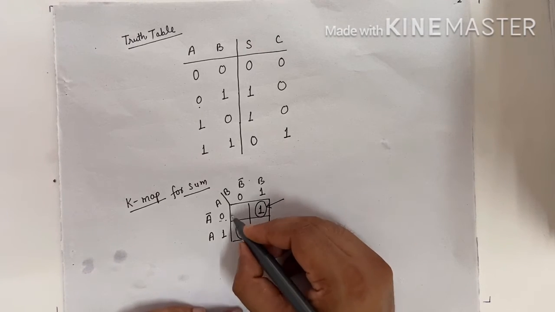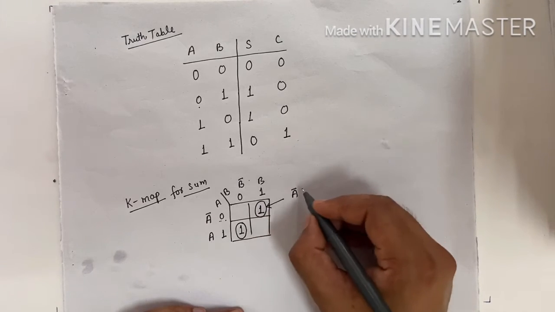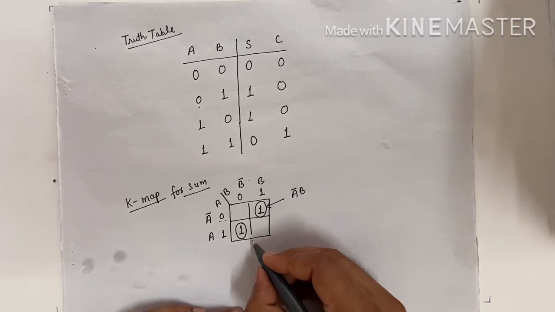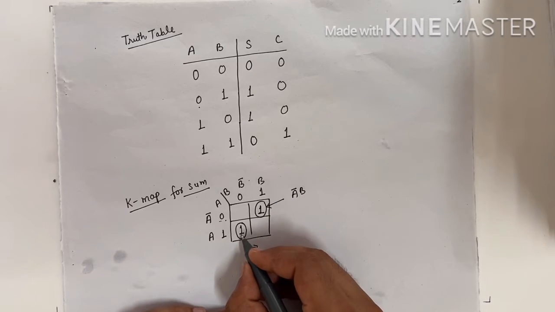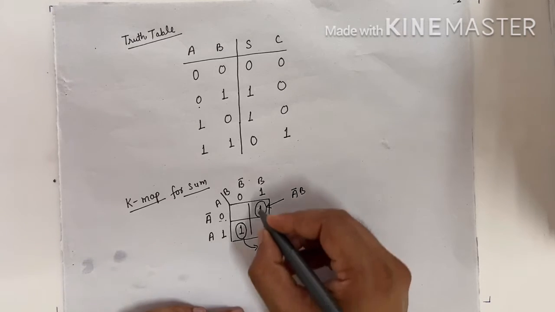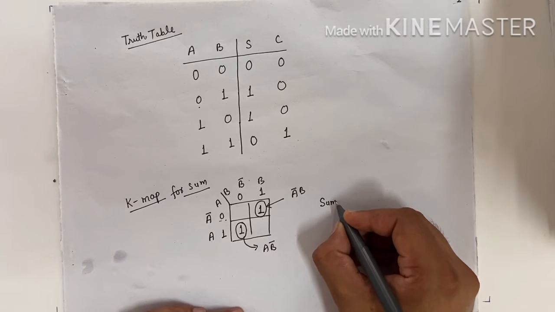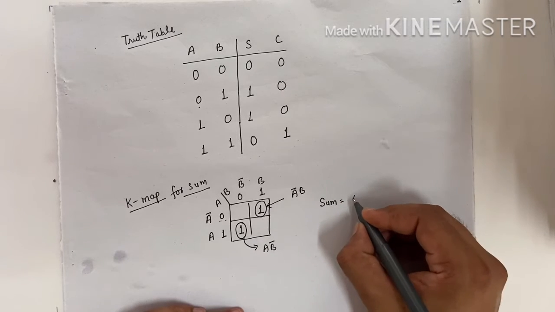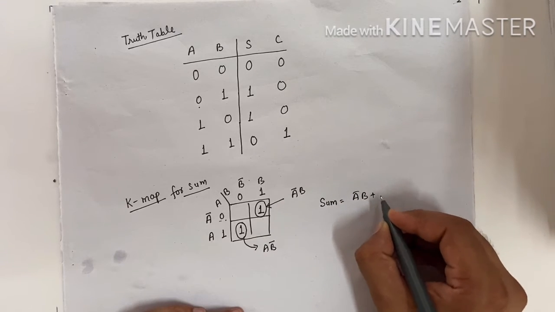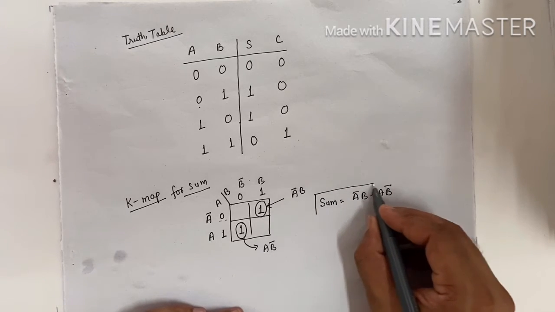Now we have to write the Boolean expression of this one. On the left we have A complement, and on the top we have B. For the other one, on the left there is A and on the top we have B complement. Now we write sum equals A complement B plus A B complement. So this is the sum expression.